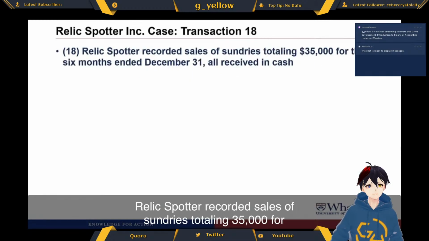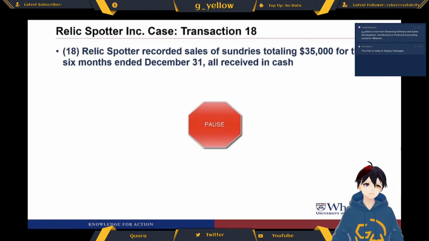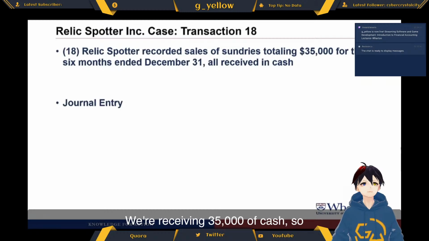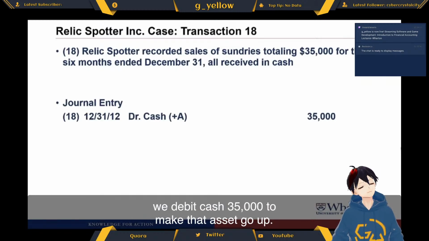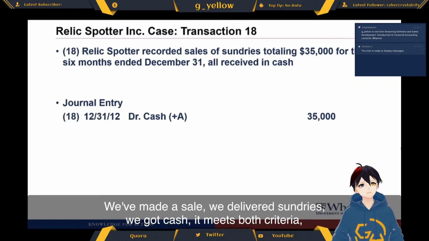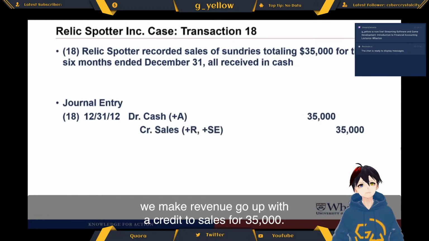Transaction 18. Relic Spotter recorded sales of sundries totaling $35,000 for the 6 months ended December 31, all received in cash. The journal entry here is very straightforward. We're receiving $35,000 of cash, so we debit cash $35,000 to make that asset go up. Revenue. We've made a sale. We delivered sundries. We got cash. It meets both criteria. We get to record revenue. Revenue is a credit account, so we make revenue go up with a credit to sales for $35,000.